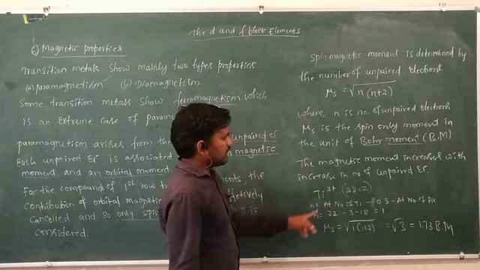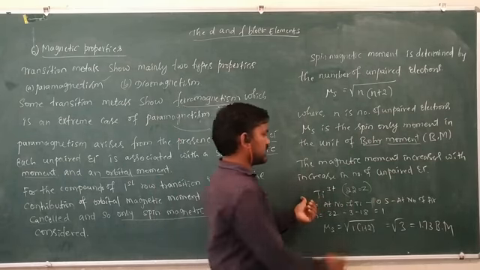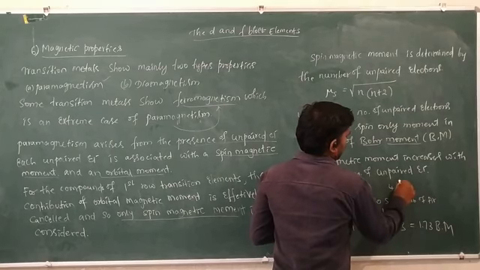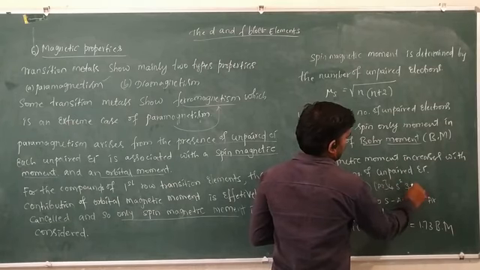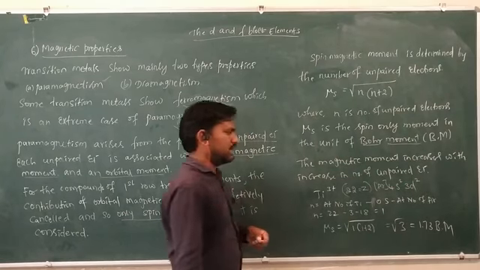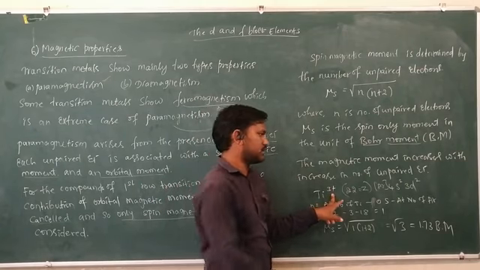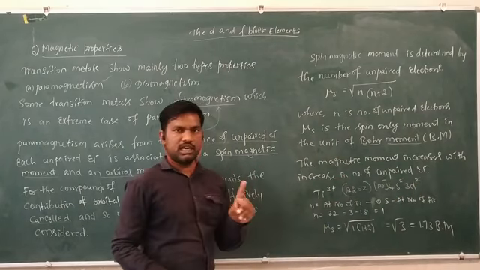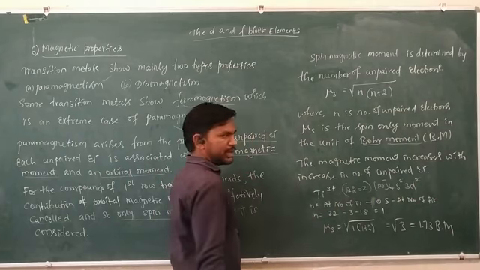Now they give oxidation state 3+. Titanium electron configuration: Z is 22, which means argon 4s2 3d2. With oxidation state 3+, 3 electrons will be lost, so 2+1. Only one unpaired electron is present in the electronic configuration of titanium 22.